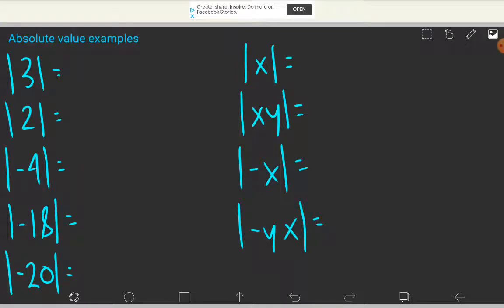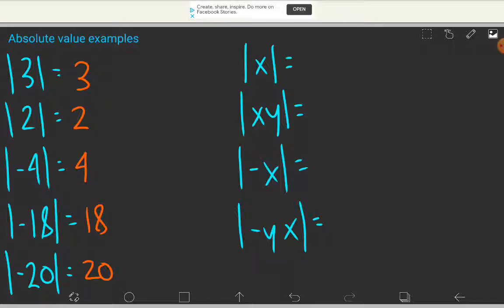So first, the absolute value of 3. So that would be 3's distance from 0, which would be 3. And we can use that same logic with 2, as 2's distance from 0 is 2. And for negative numbers, it's the same thing. So -4's distance from 0 is 4. -18's distance from 0 is 18. -20's distance from 0 is 20. And if you don't understand this, you should draw it out on a number line, and that will make it more clear.